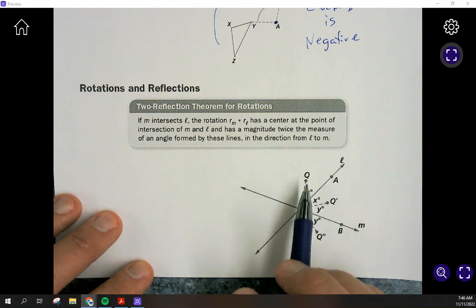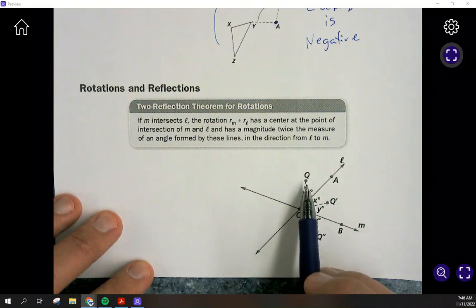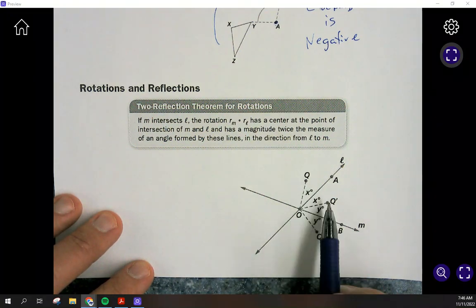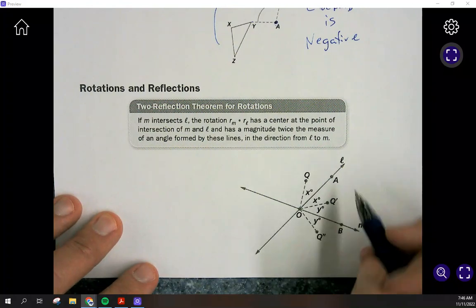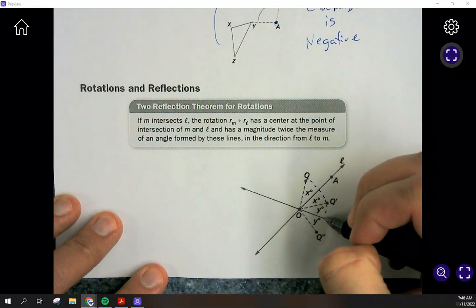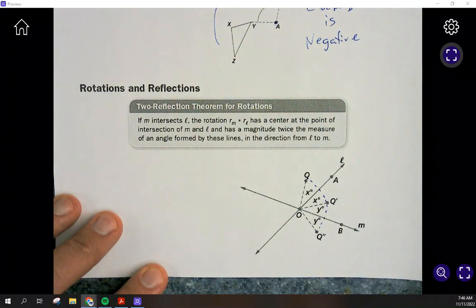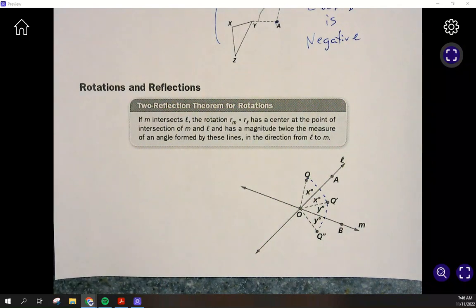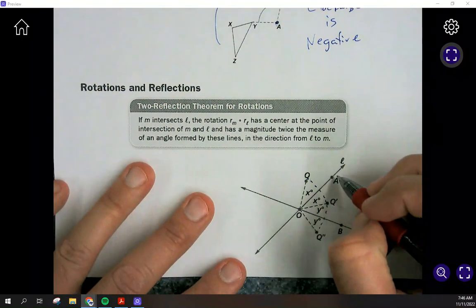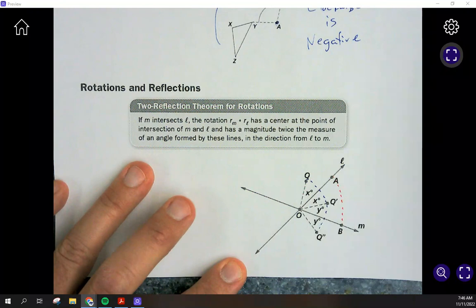So the magnitude of the rotation: notice I went from Q to the image of Q to the second image of Q. That's the full rotation, so this full measurement right there. It's saying that it's twice the measure of the angle formed by the lines. So the angle formed by the lines is right here.